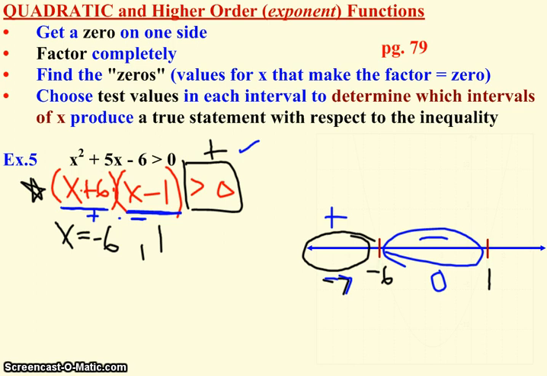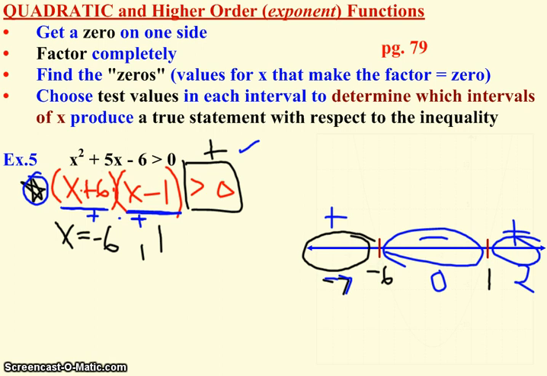And then check something in the last spot. So take, for example, anything out here. Let's say I go with 2. Well, now I'm going back to this again right in here, and I'm saying 2 plus 6, that's positive. 2 minus 1, that's positive, and positive times positive is positive. Check. So when I get a true statement, those areas are then my solutions to the inequality.